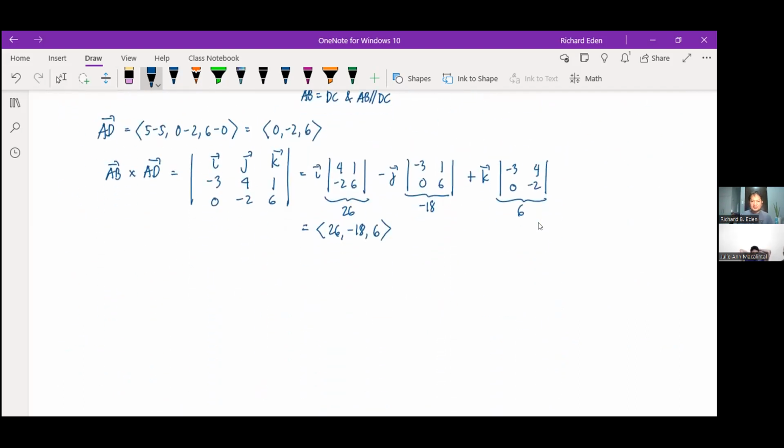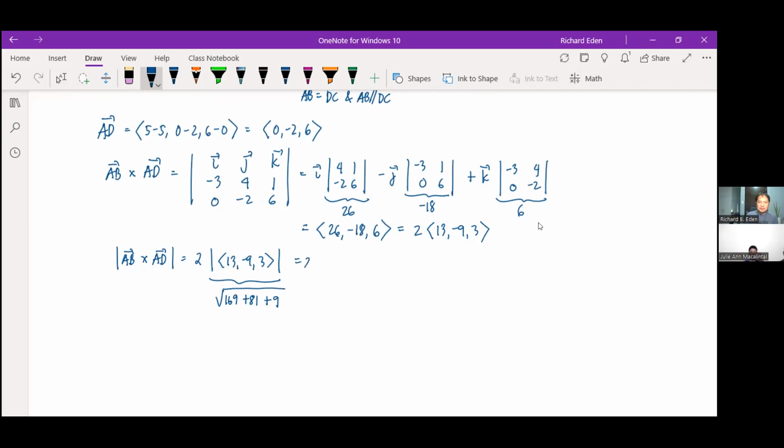Okay, but these are rather large numbers. Observe that 26 is not divisible by 6. The only thing we could factor out is 2. So 13, negative 9, and 3. So the length of AB cross AD is going to be twice the length of 13, negative 9, 3. It's always easier to find the length of a vector if the coefficients are smaller. So this would be the square root of 169 plus 81 plus 9.